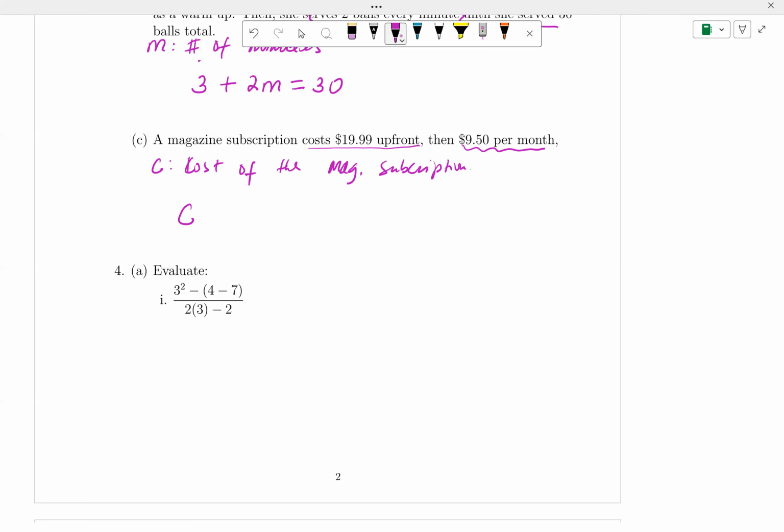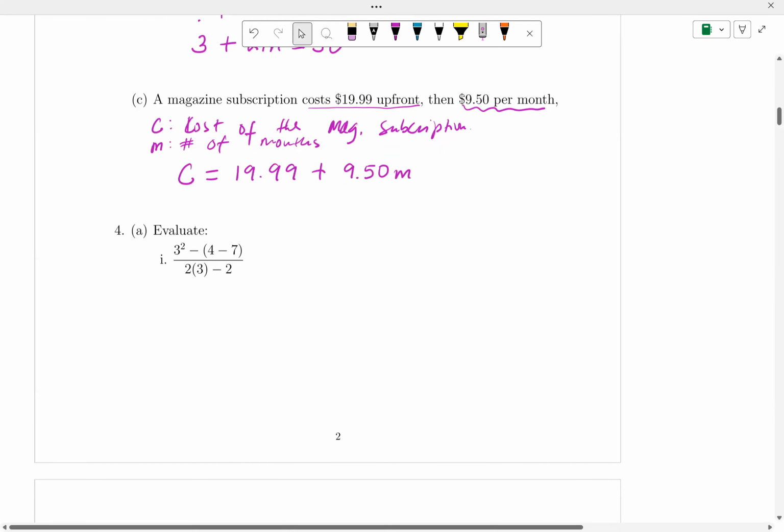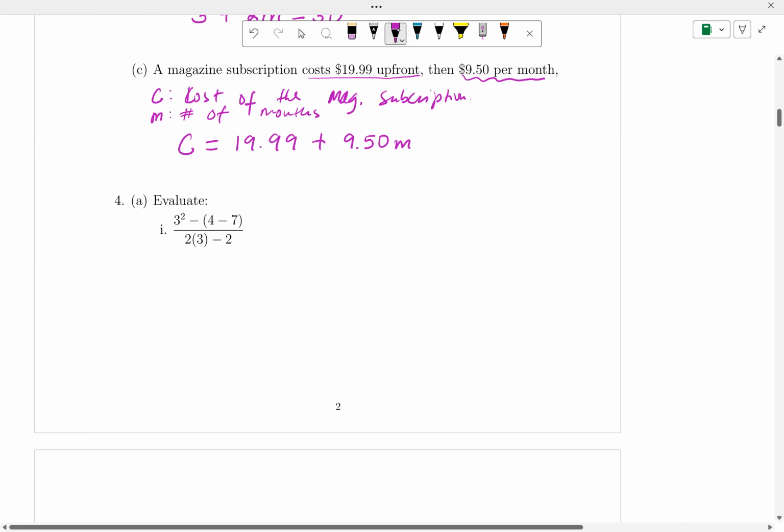So we can say the cost will be the $19.99 that you have to pay up front plus the $9.50 you're paying per month. So I think it would be wise to also say M because we have 2 unknowns. We don't know the cost, and we also don't know the number of months, which determines the cost. So I'm going to say M would be the number of months. So that's what that equation would be, the answer rather. On to the next one.